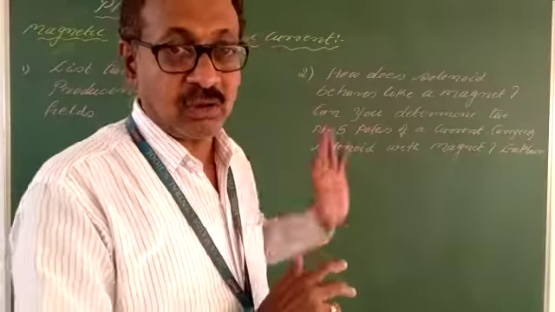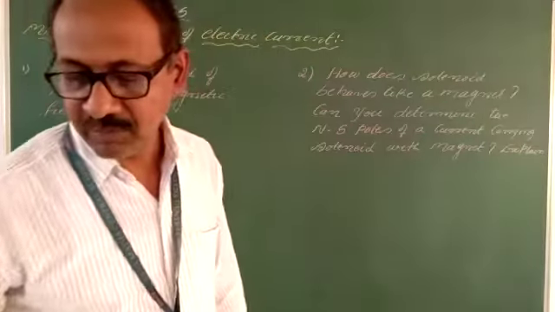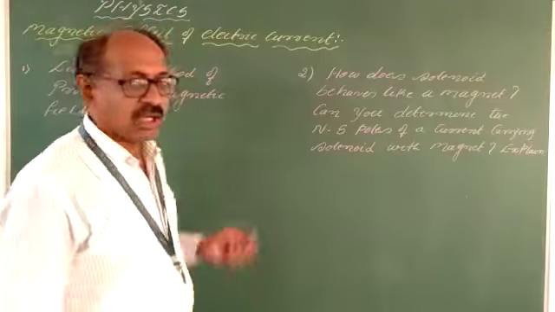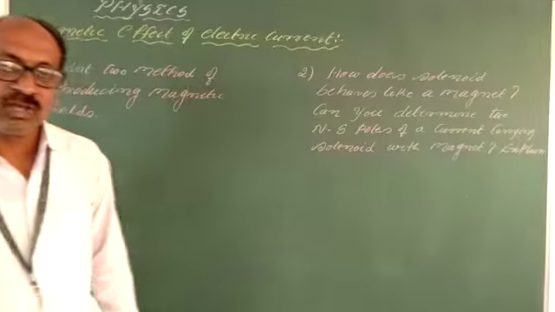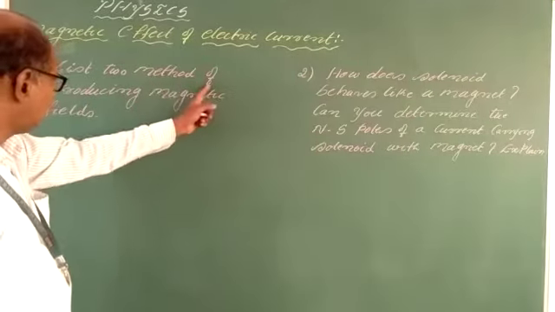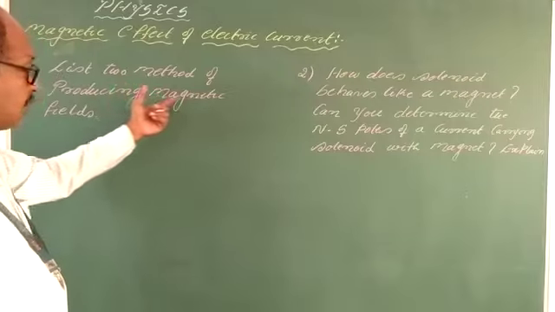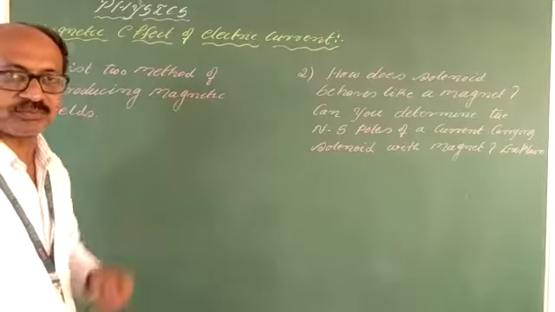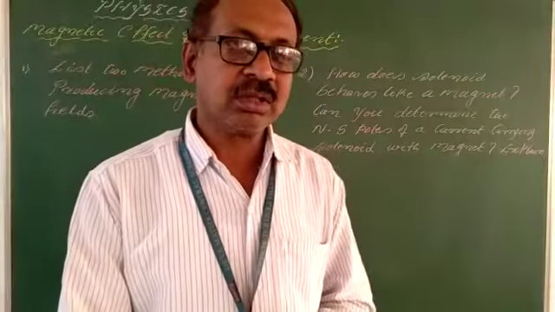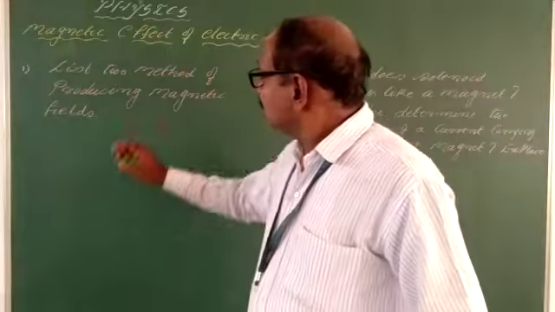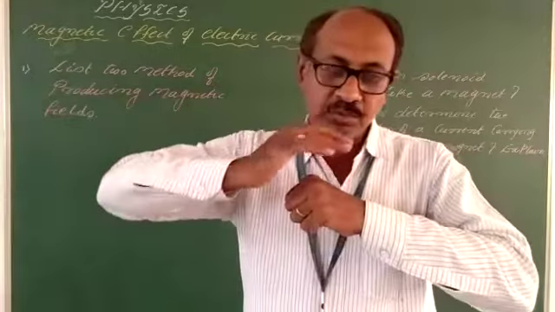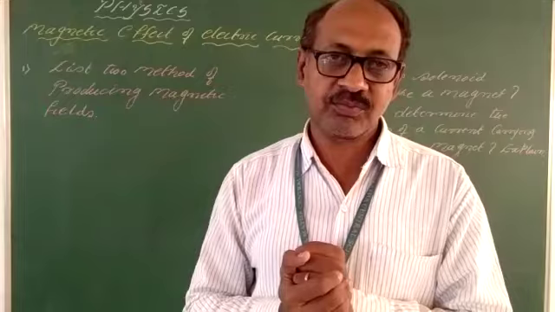I want to solve two questions, which I have already written on the board. Let us consider the first question: list two methods of producing a magnetic field. You are required to list the methods. How are you going to produce a magnetic field?